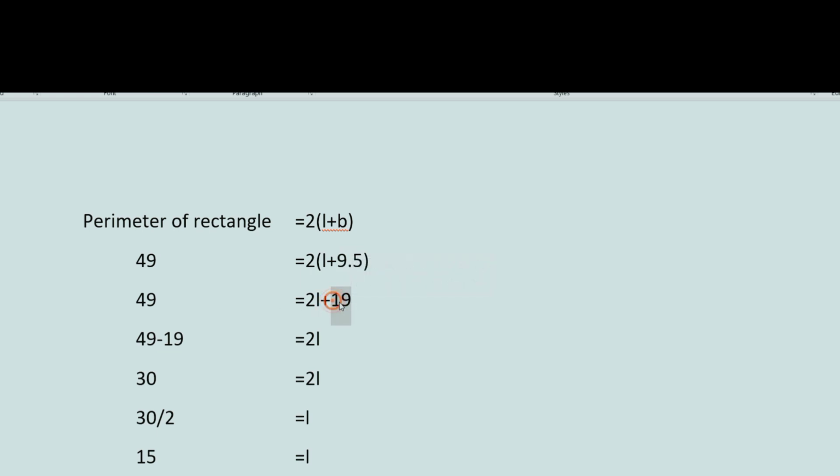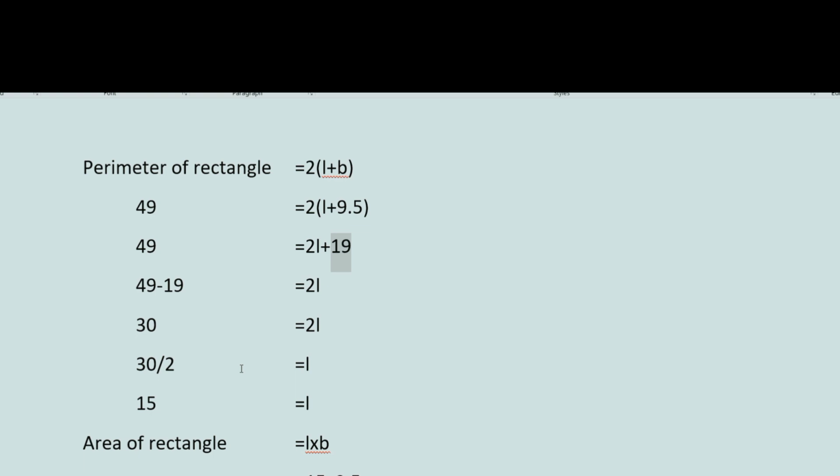Okay, 19 is here in plus form. If you bring this to this side it will become minus form. 49 minus 19, that is 30, and 2L as it is. 2 into L is in multiply form. If you bring that to this side, the LHS, left hand side, it will change into divide form. So 30 divided by 2 is equal to L, meaning length is coming 15. Okay, in this sum you are getting length 15.